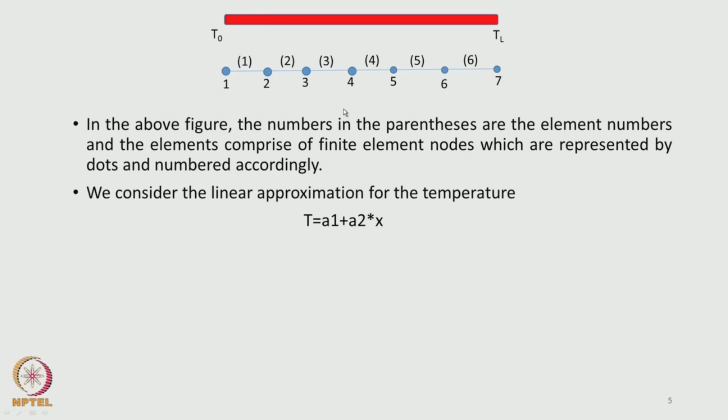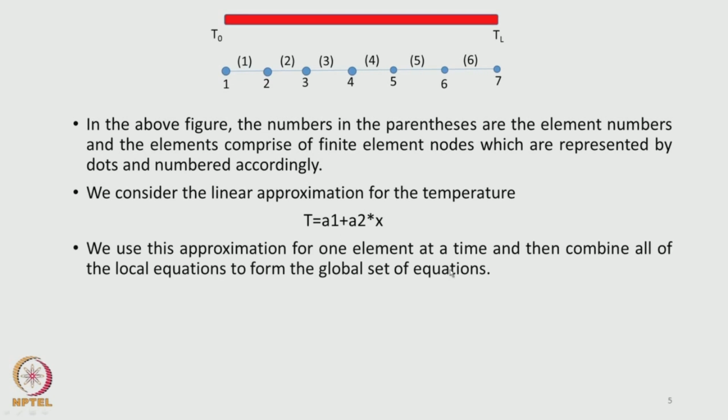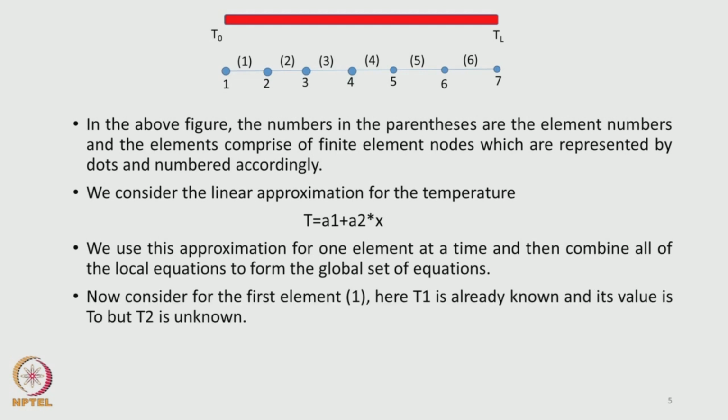In this we consider a linear approximation for the temperature. So, T equal to A1 plus A2 into x. We need to evaluate the coefficients A1 and A2. We use this approximation for one element at a time and then combine all of the local equations to form what is known as a global set of equations.